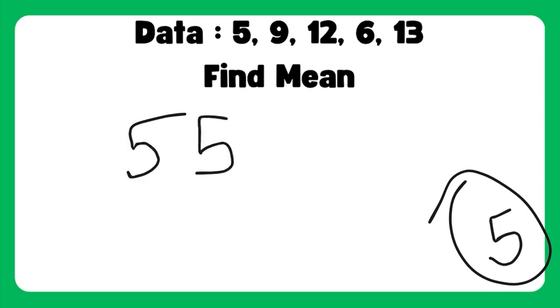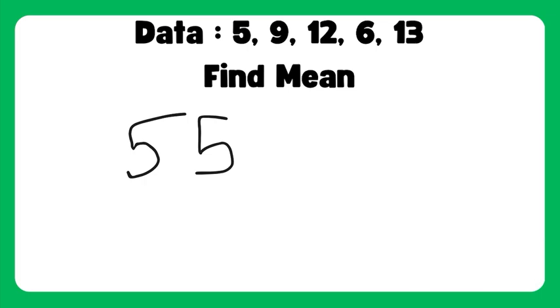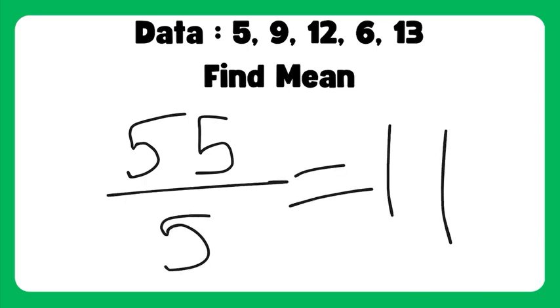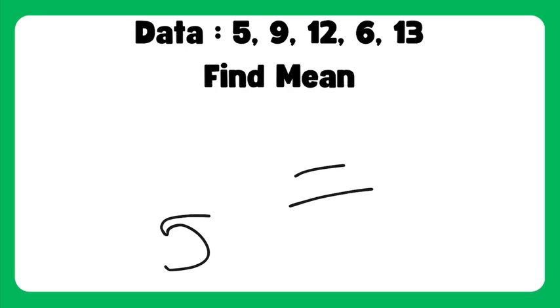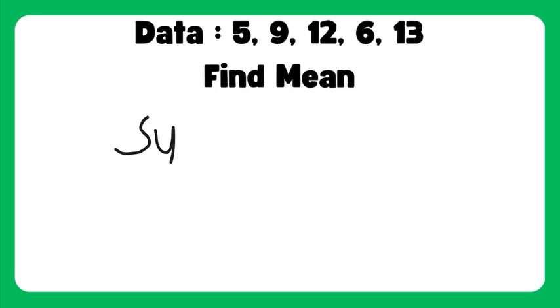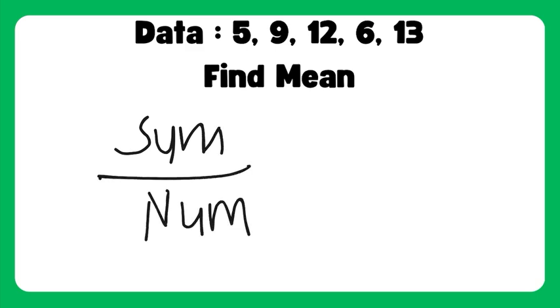Now what we do is we're going to take this 55 and divide it by the number we got for the number of values. So 55 over 5, and this is just equal to 11. So the average value of all these numbers, which is the mean, is 11. This is our answer. So in short, the way we solve this is the sum of all values over the number of values. So this is what we use to find the answers.